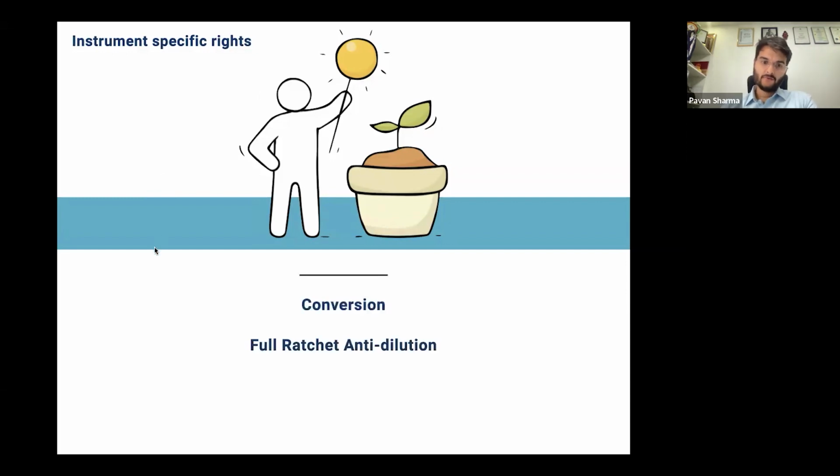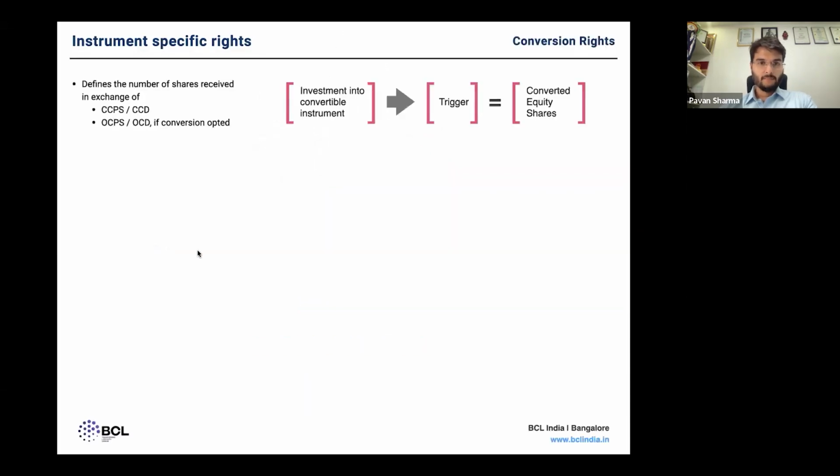We look at conversion. We look at two kinds of conversion, full ratchet anti-dilution and weighted average anti-dilution. Now, the meaning of conversion, like we've looked at in the previous slide, we look at two instruments, CCPS, OCPS. Now, these preference shares or debentures get converted to equity shares, and the conversion is based on certain triggers.